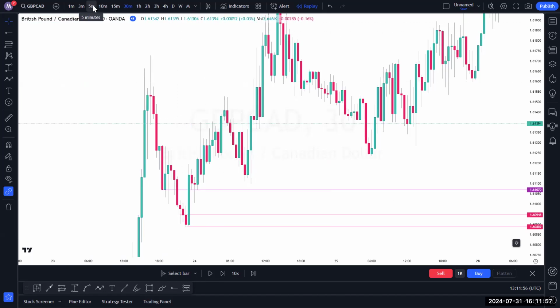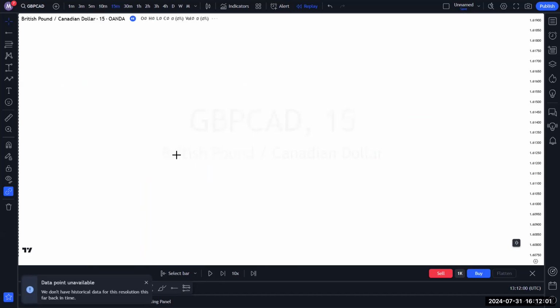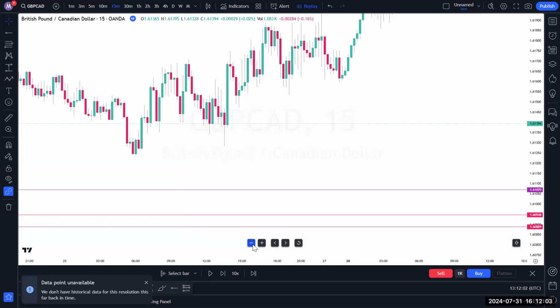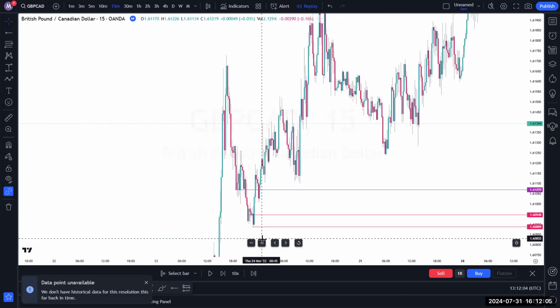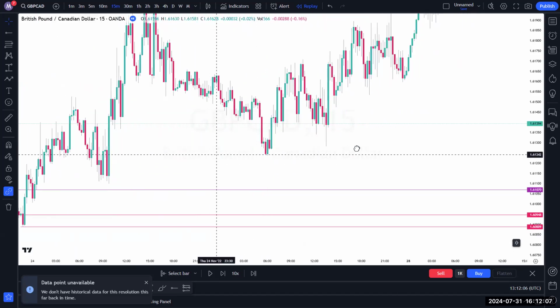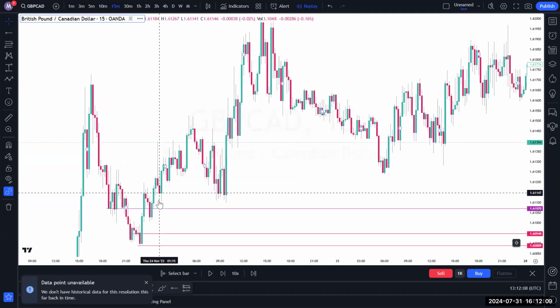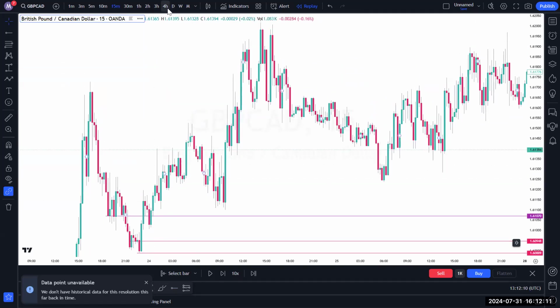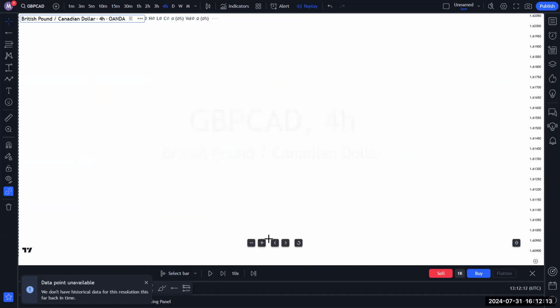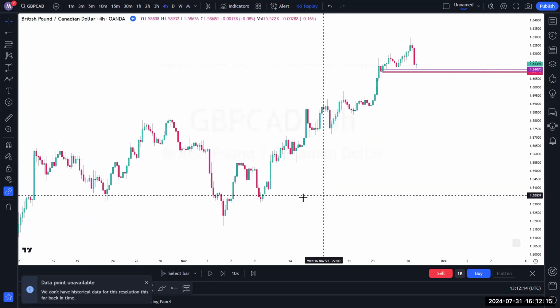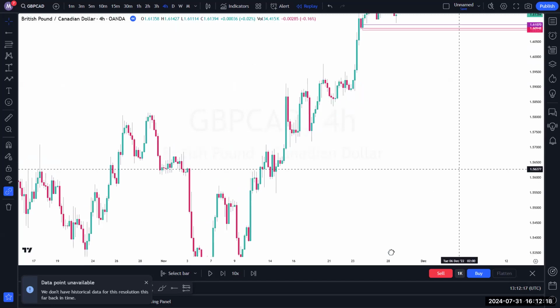Let's see if we can have it in 5 minutes. We can't. Let's check 15 minutes. So let's just say 15 minutes and see. So you can clearly see it's always visible on the 15 minute. So that's why sometimes I can truly guess. But since we are learning, this is the learning process, you know what to do.